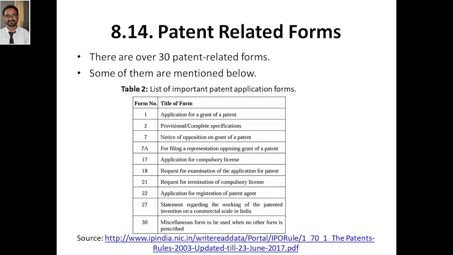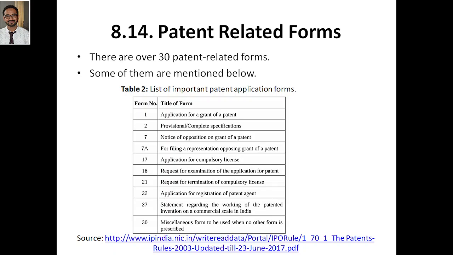Next, Form number 17 will be for compulsory license. Why do we need a compulsory license? If the patent is not commercialized within 3 years of the patent being granted, then anybody can ask for a compulsory license, because the public or society needs it, with all the reasons we discussed in previous classes.